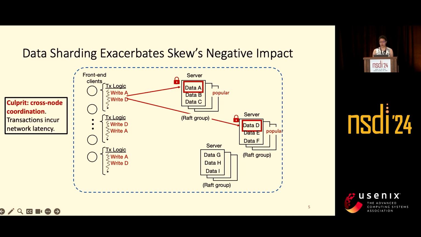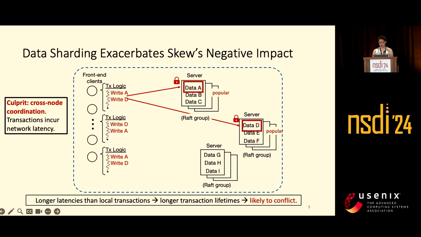Conflicts are exacerbated in any system where data is sharded. The main culprit is cross-node coordination. Distributed transactions inherently require cross-node coordination, forcing them to incur at least one network round trip. Their latency, compared to non-distributed local transactions, is therefore orders of magnitude higher. Under skewed workloads, distributed transactions block each other for orders of magnitude longer than local transactions.